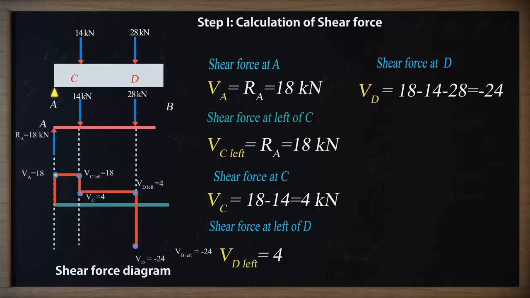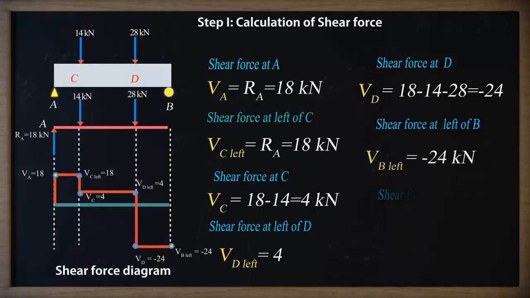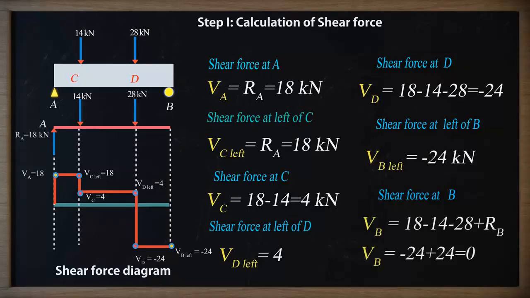Let's go ahead to point B and repeat the same procedure once more. Shear force to the left of point B equals 18 minus 14 minus 28, that is equal to minus 24, and shear force at point B equals 18 minus 14 minus 28 plus reaction at point B, that is 24 kN. So shear force at point B is 0. If we don't get the shear force at support as 0, it means we have made some calculation errors. This is how we can calculate the shear force and draw the shear force diagram for any given beam.